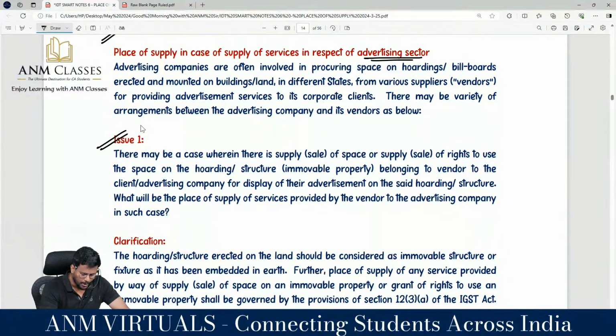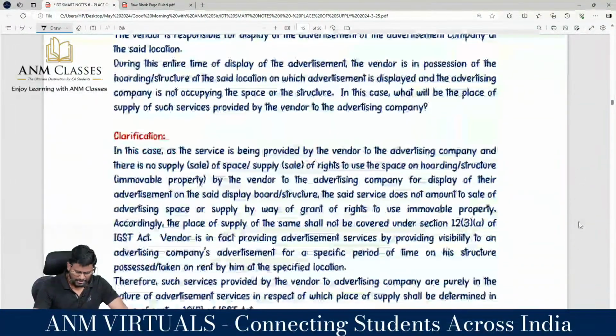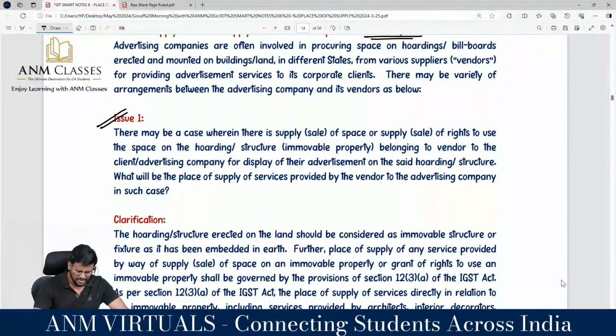This was issue number 1, and this clarification has been given, my dear lovable students. This is issue number 2, and this clarification has been given. So what was the issue? There may be a case wherein there is a supply, that is, sale of space or sale of the right to use the space on a hoarding structure, that is immovable property belonging to the vendor, to an advertising company, for display of their advertisement on the said hoarding or structure. What will be the place of supply of service provided by the vendor to the advertising company in such a case?